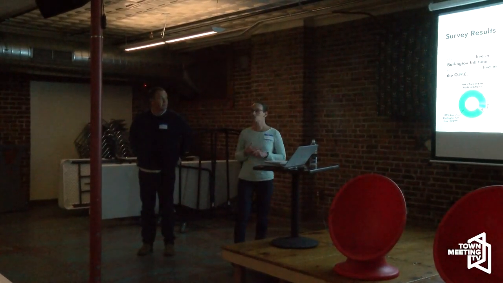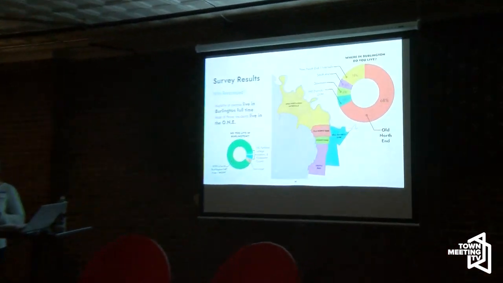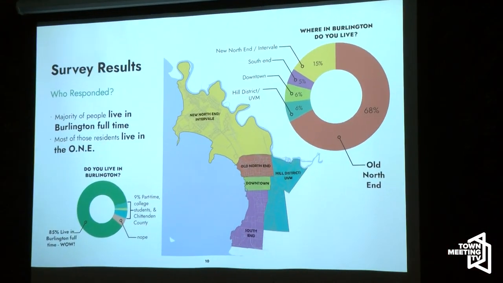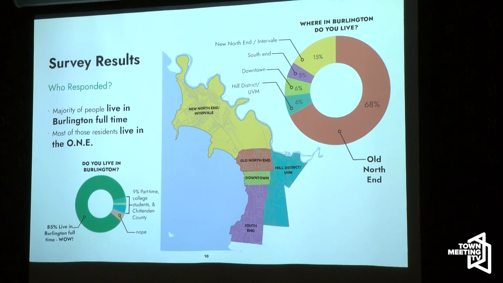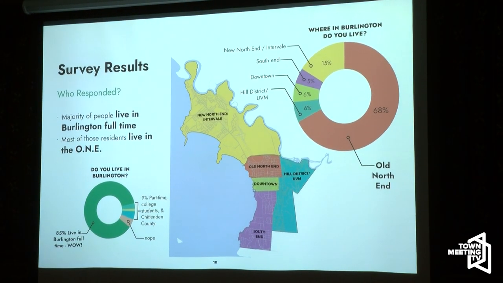So let's dig into the survey results. An overwhelming amount, 85% of people live in Burlington full time. And of those people, 68% live in the Old North End. And then 15% live in the New North End Intervale area as well. So we really got a great response from the local community around Roosevelt Park, which is fantastic.